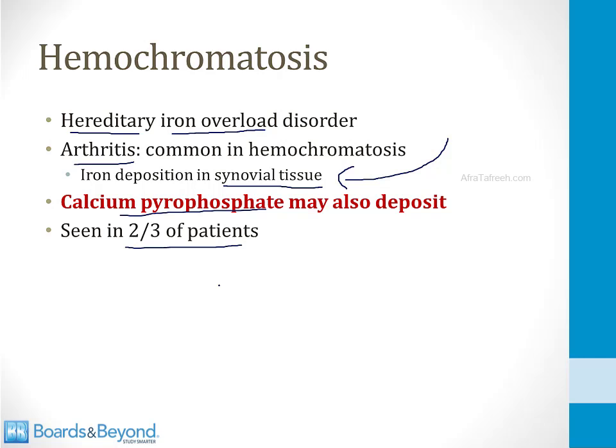This is just something you have to know, but there are two reasons for the joint pain in hemochromatosis. One is iron deposition in the tissues. The other is CPPD, and you just need to be aware of that. And that concludes our video on CPPD.